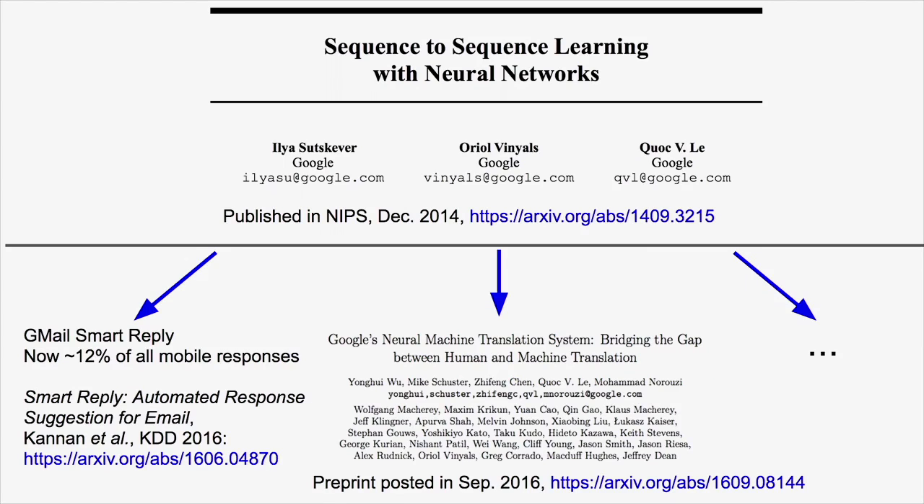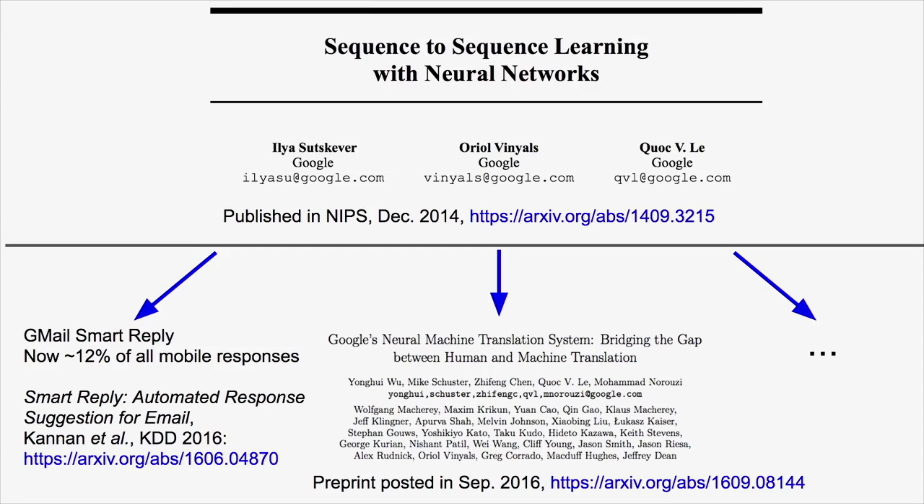And now 12% of all mobile responses are sent using those automatically generated responses. The second system is the machine translation system that we worked with the machine translation team to use this explicitly for machine translation in the Google production scale.